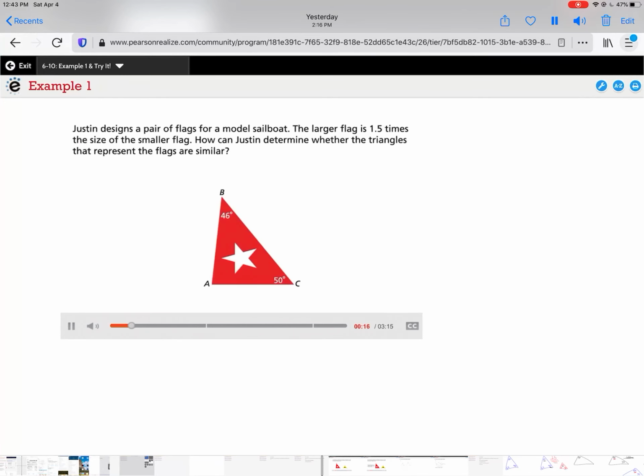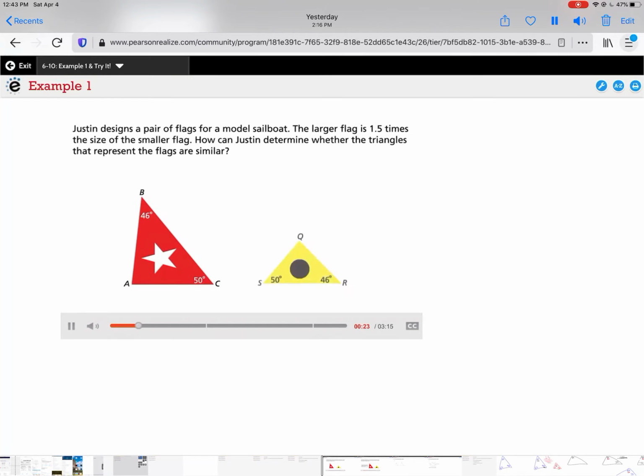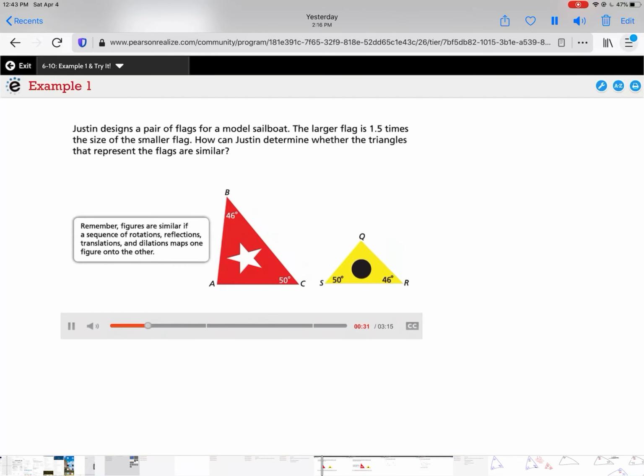Justin designs a pair of flags for a model sailboat. The larger flag is 1.5 times the size of the smaller flag. How can Justin determine whether the triangles that represent the flags are similar? Remember, figures are similar if a sequence of rotations, reflections, translations, and dilations maps one figure onto the other. So this is where we're going to stop for example 1.